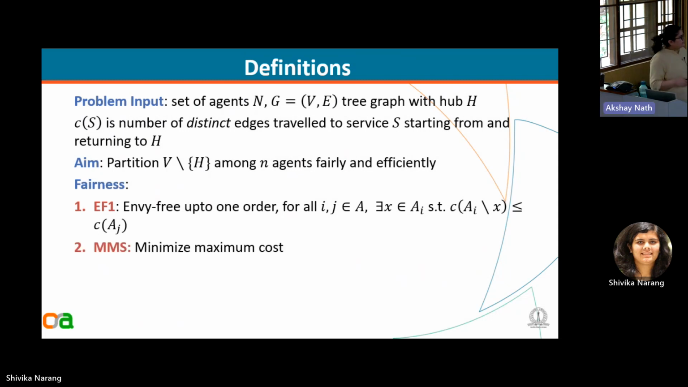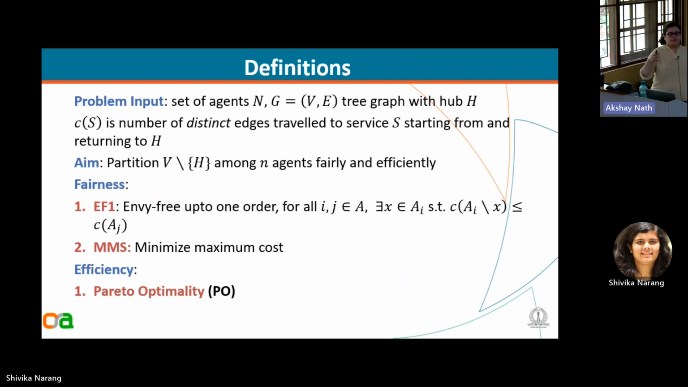Then MMS is the other thing. So you want to minimize the maximum cost incurred. I just want to point out for people who would be interested in this space, this is a simplified definition of MMS, which is happening because the cost functions of all the agents are equal. If the cost functions are not identical, this will not happen. Okay. Right. For efficiency, we will look at Pareto optimality.